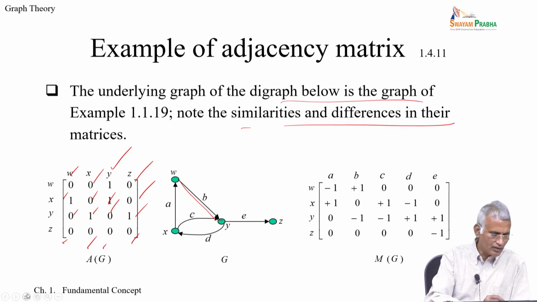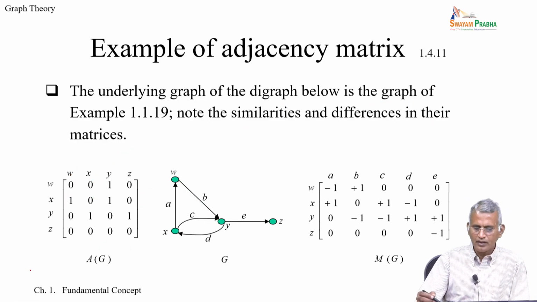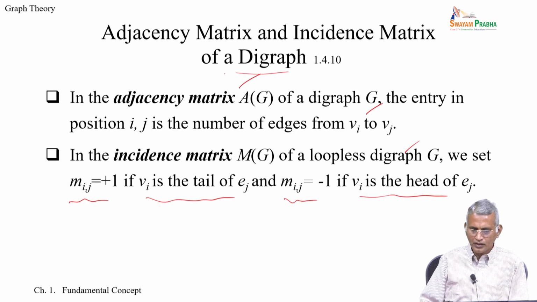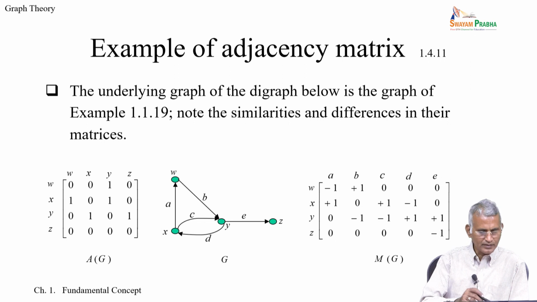Now, coming to the corresponding incidence matrix. Previously the adjacency matrix, here is the incidence matrix. W to A is the opposite direction, therefore minus 1, W to B is a direct connection, therefore plus 1, W to C no connection, therefore 0, W to D no connection, therefore 0, W to E no connection, 0.